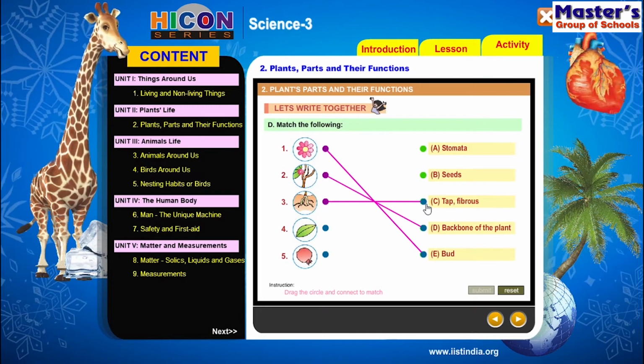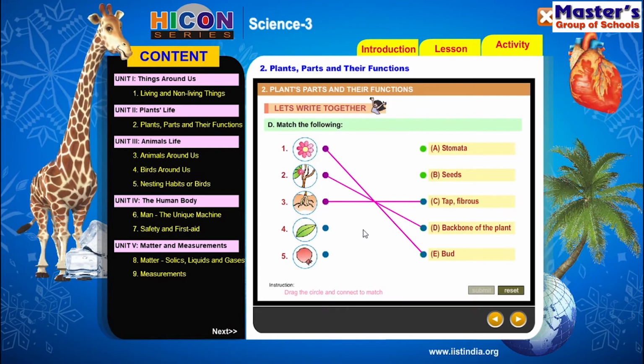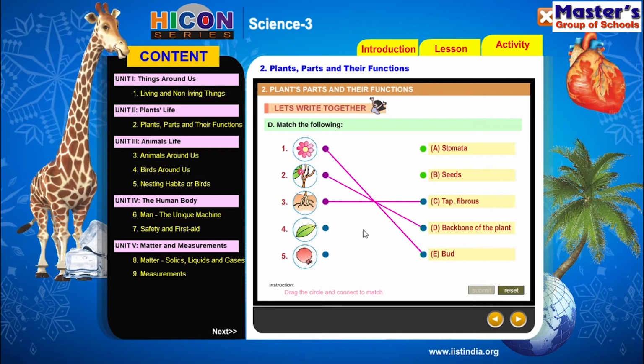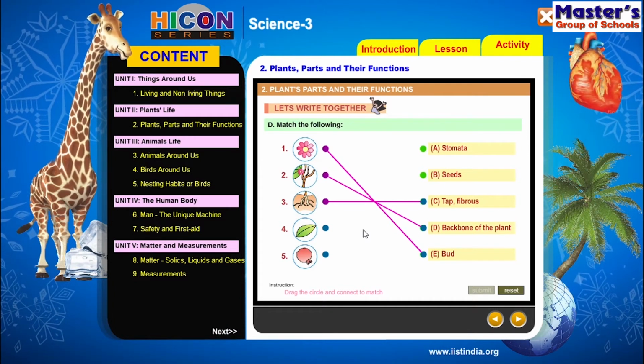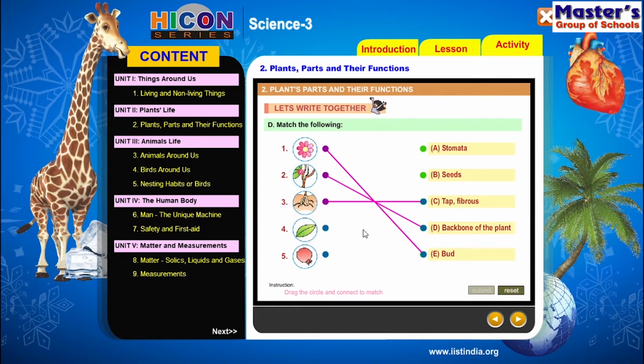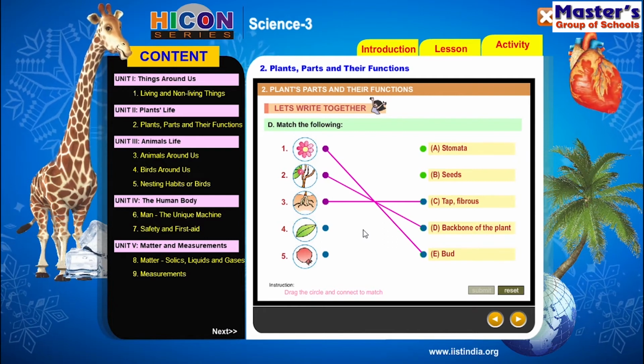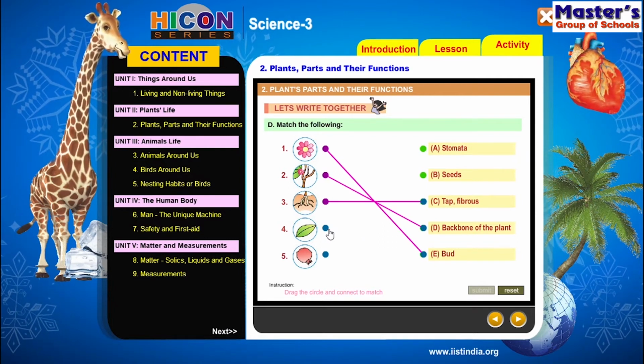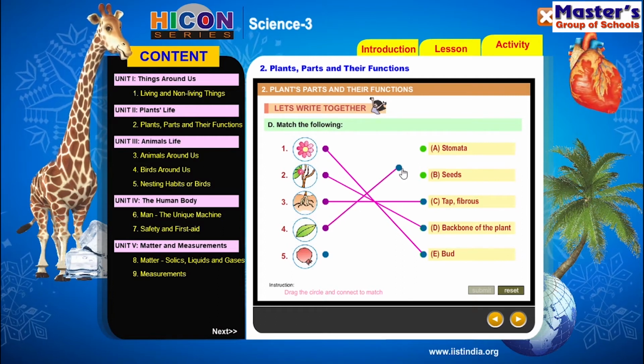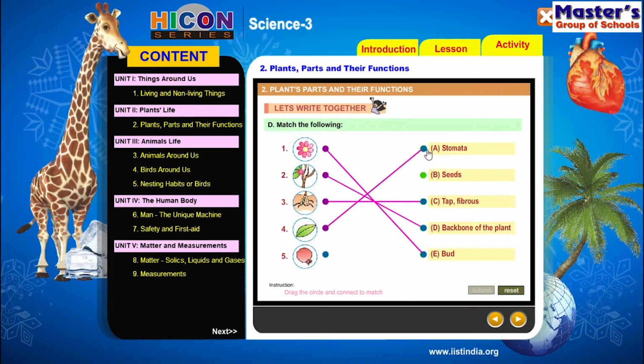Next children, see the fourth one. Here the fourth picture is representing a leaf. The leaf contains small pores on its surface. Those small pores on the surface of the leaf are called stomata. So match this leaf with the stomata. This is the correct pair.